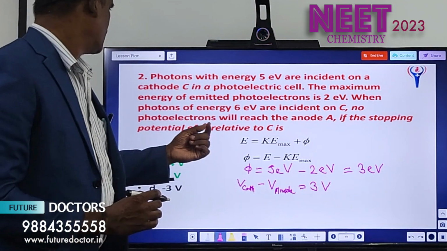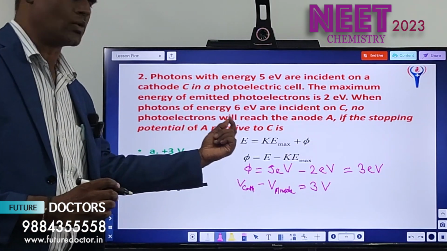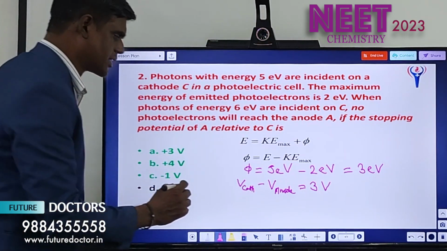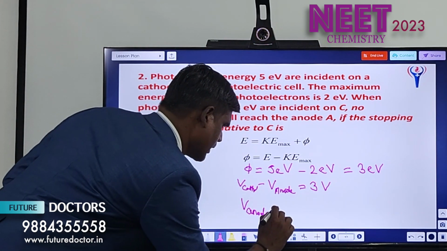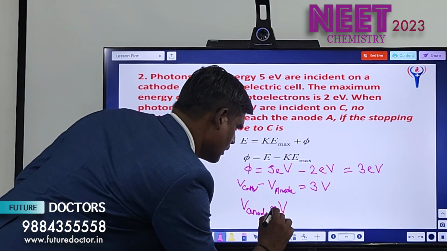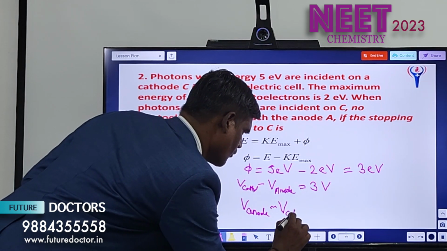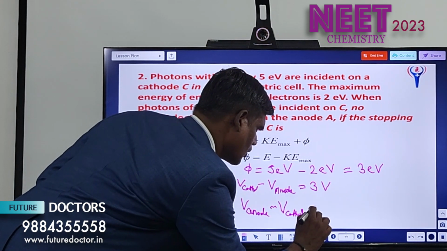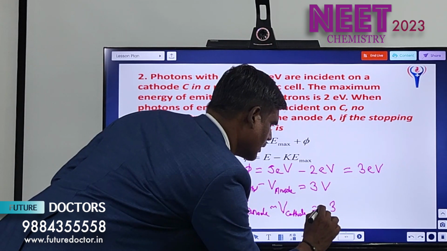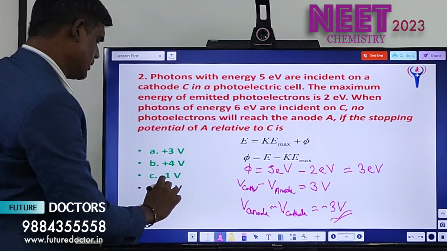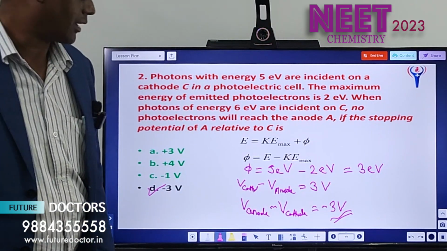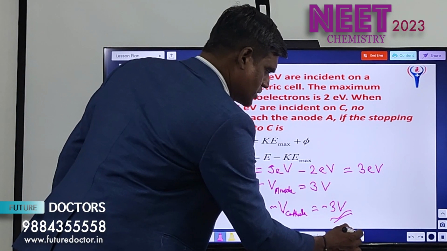Then the question is the stopping potential of A relative to C. So V anode minus V cathode equals minus 3 V. That is option D. Option D is the correct answer. Let's move to question number 3.